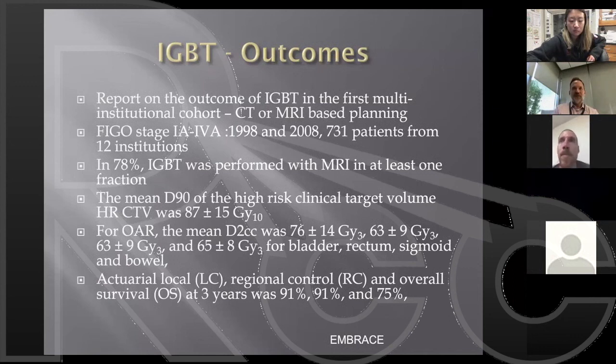I will say that in clinic, we meet these more precise GEC-ESTRO constraints about 60% of the time. There are 40% of patients that you are never going to meet GEC-ESTRO guidelines, but you may not be within the optimal dose constraints, but as long as you're within the acceptable dose constraints, you'll still have reasonably low toxicity.